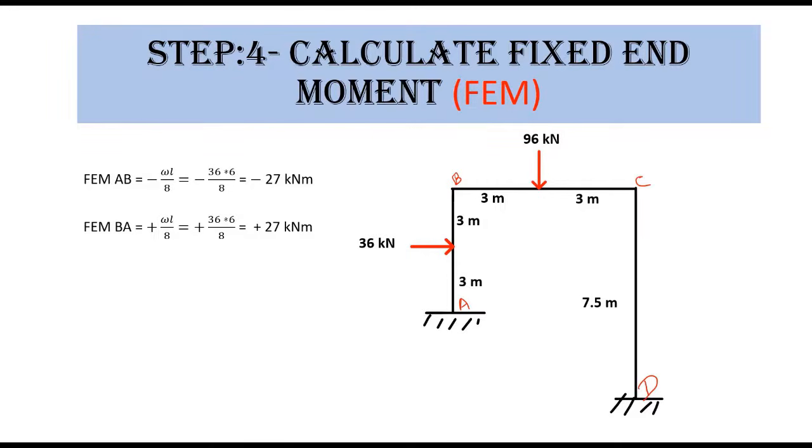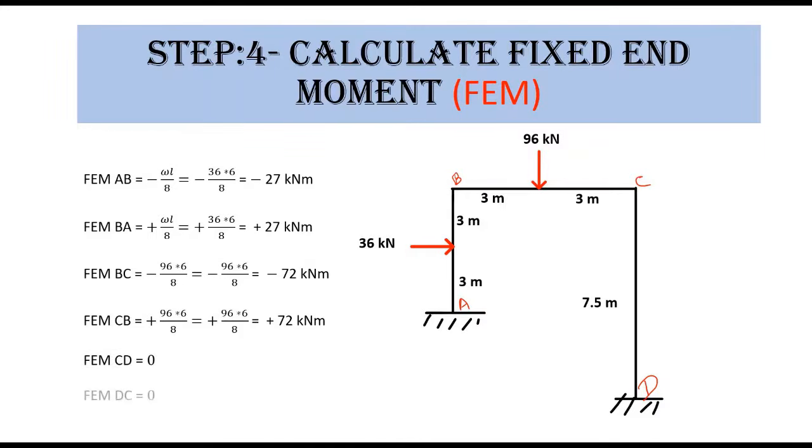So FEM AB is minus 27, FEM BA is plus 27, FEM BC is again, 96 kilonewton is also acting at the midpoint of BC. So FEM BC is minus 72 and CB is plus 72. And in the case of CD element, there is no load acting on it. So the fixed end moments are 0 for CD and DC. So we have all these fixed end moments.